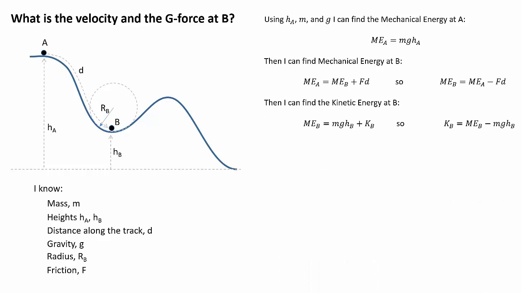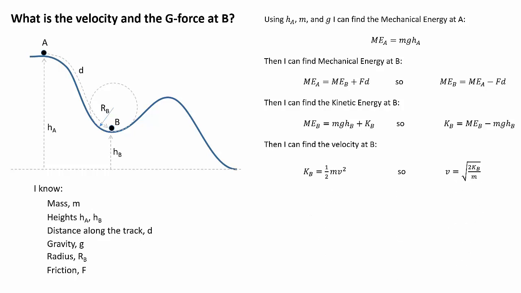Alright, so if I know the mechanical energy at B, I can find the kinetic energy at B. The mechanical energy at B is the potential energy at B combined with the kinetic energy at B. So if I know the mechanical energy at B, which I've just calculated, and I can easily calculate the potential energy at B, it's simply m times g times h, then I can easily calculate the kinetic energy at B.